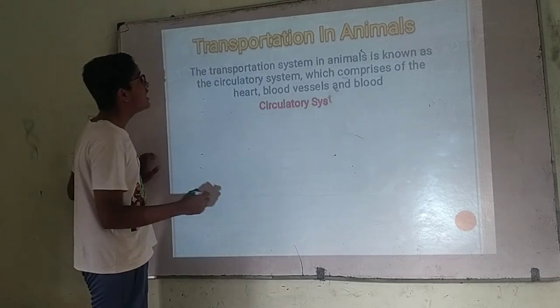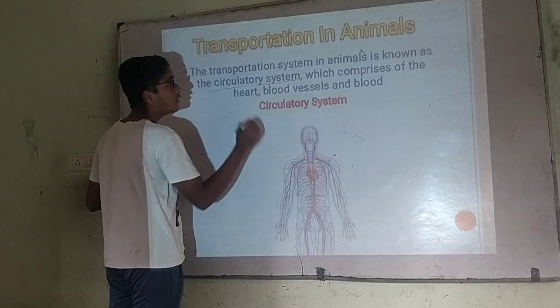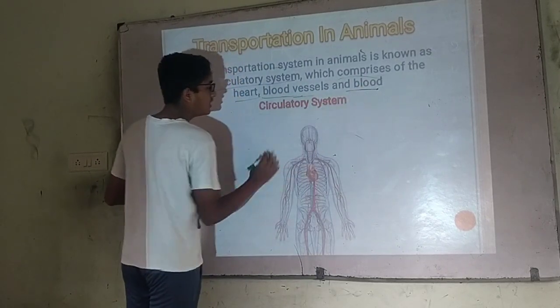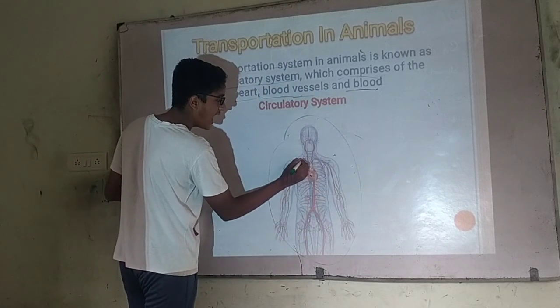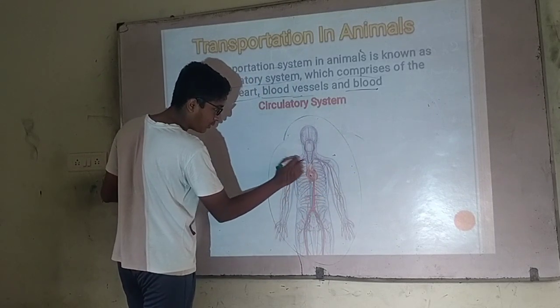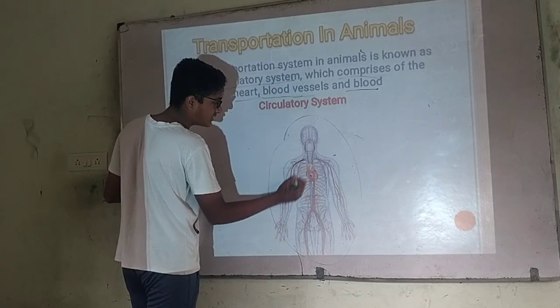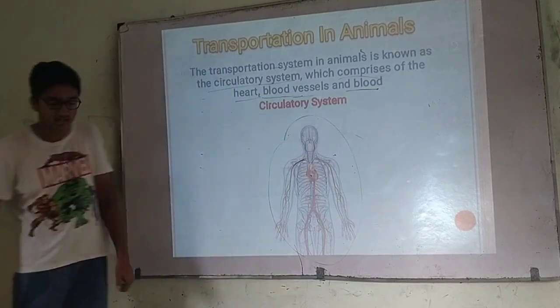Transportation in animals. The transportation system in animals is known as the circulatory system, which comprises the heart, blood vessels and blood. This is a diagram of the circulatory system. We can see here the heart, and the red colored wires are the arteries, then blue is the veins, and this whole together comprises the circulatory system.